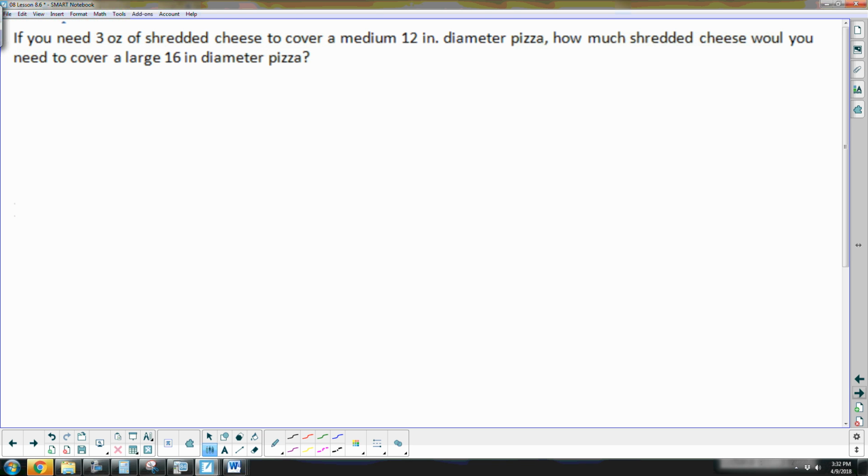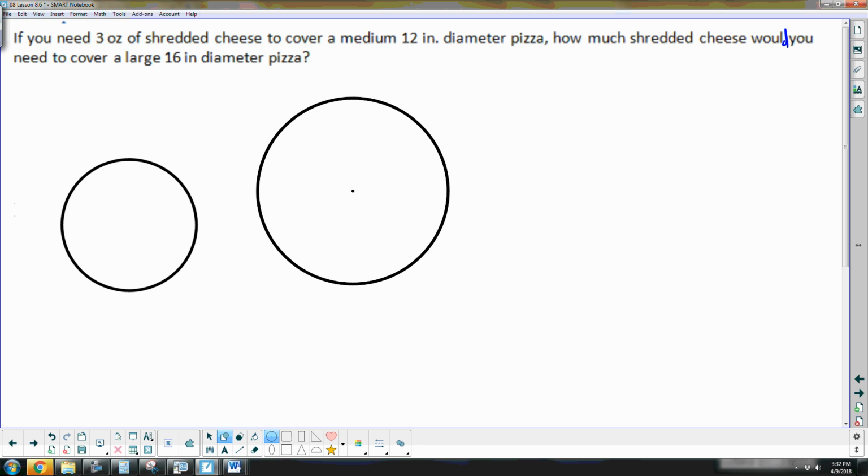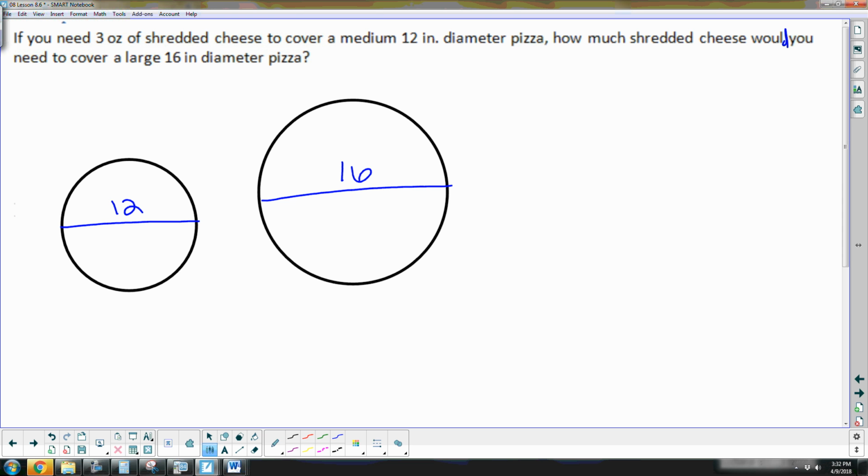All right, let's look at an example here. We're going to look at two circles, and specifically this is talking about pizza. How much cheese would you need to cover a large 16-inch diameter pizza? Let's look at our two pizzas. The first one is the smaller one that has a diameter of 12 inches, and the second one is a larger one that has a diameter of 16 inches.